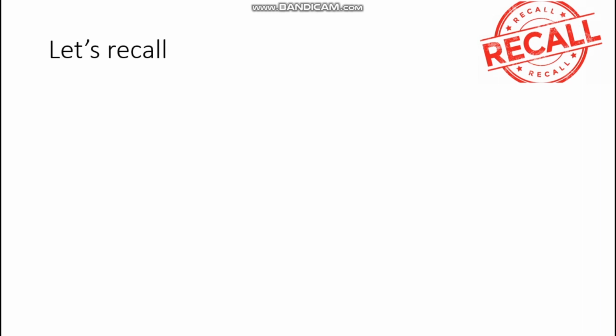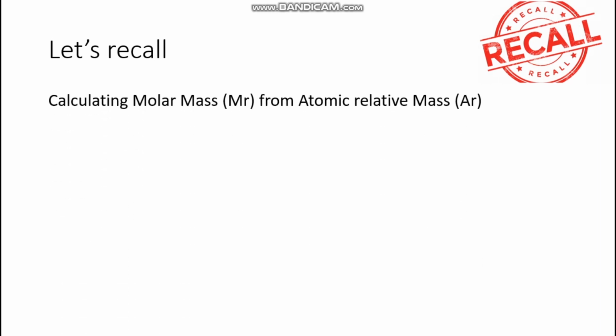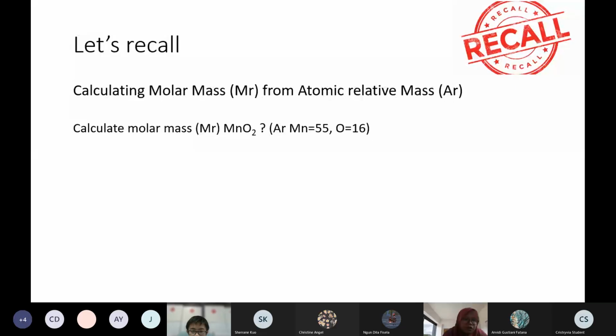And we have to recall about the molar mass. We can calculate the molar mass from relative atomic mass or Ar. For example, please calculate the molar mass of MnO2 if the Ar of Mn is 55 and O is 16. Let's calculate.